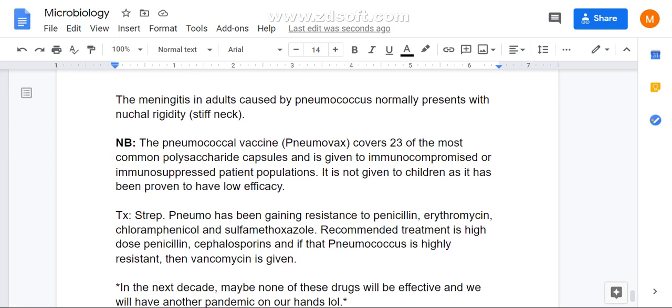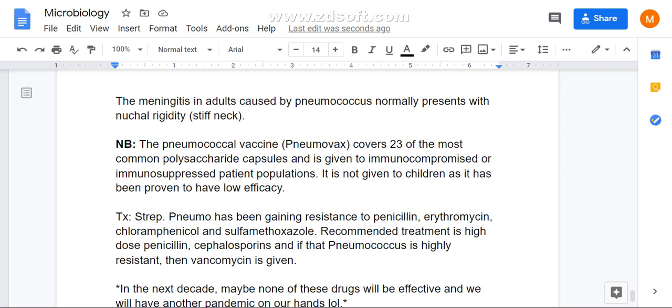Okay, so there's a note that there is a pneumococcal vaccine that's given to people who are at risk in a hospital, and it's known as Pneumovax, obviously for pneumococcal vaccine, and it covers 23 of the most common polysaccharide capsules, right? But remember there's 84, so it's not covering everything, but it's covering the most common pneumococcus. And it's given to immunocompromised or immunosuppressed patient populations, and you need to remember those populations: HIV, old people, children, people on corticosteroids, etc. It's not given to children, sorry, something else to note, as it has been proven to have low efficacy in children.